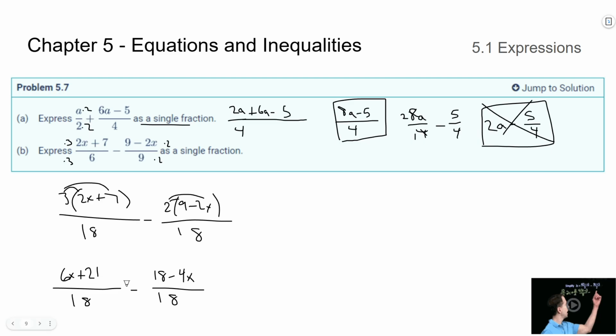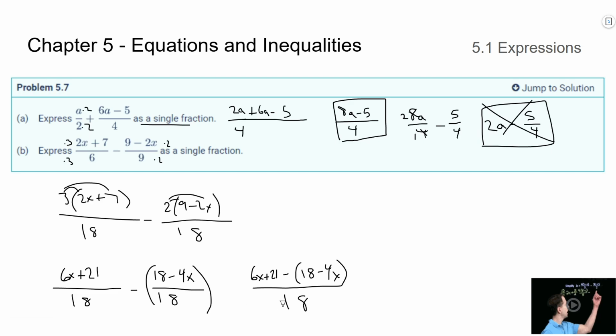Okay, so now we're going to subtract this problem. So also note that this subtraction here applies to the entire fraction. This whole fraction is negated. So when we combine these into a single fraction, we need to remember that. So we do 6x plus 21 minus, and then this grouping of 18 minus 4x. Okay, and then on the bottom we still have our 18 denominator.